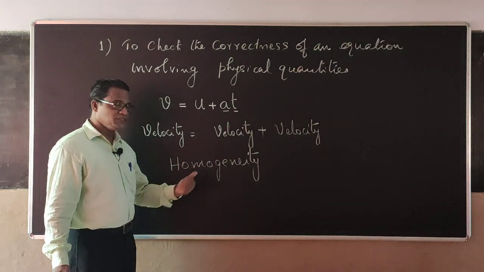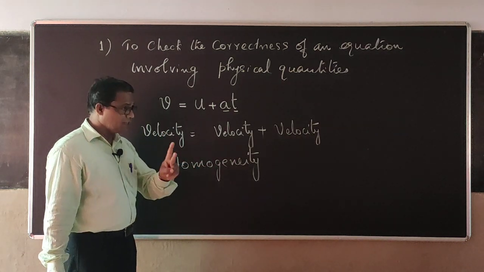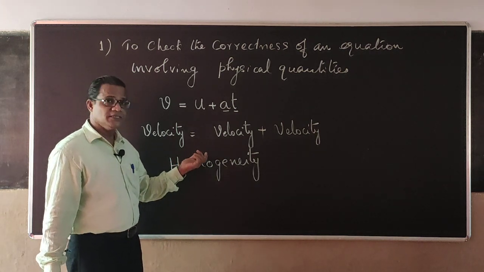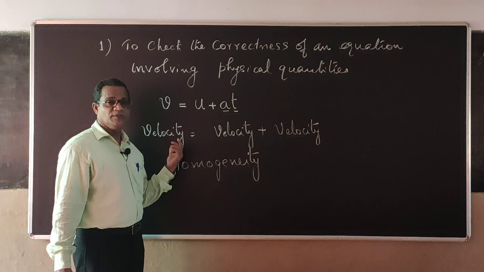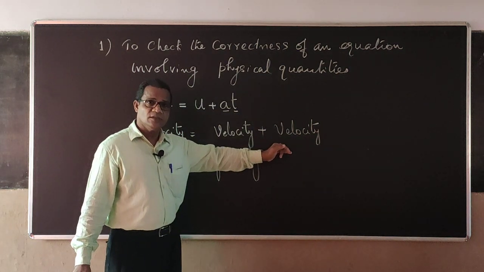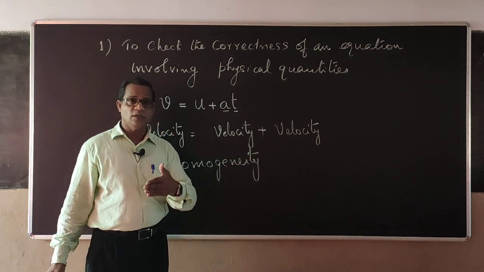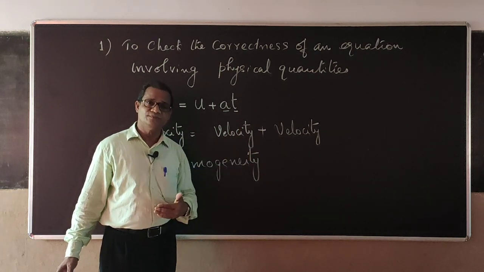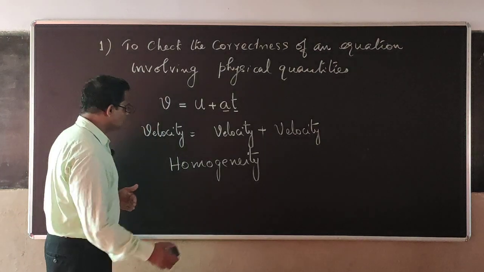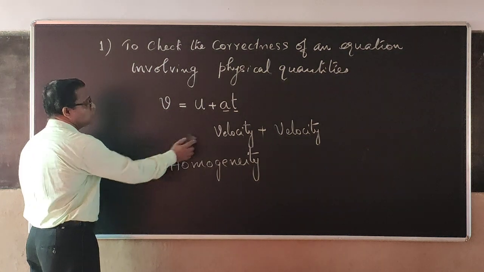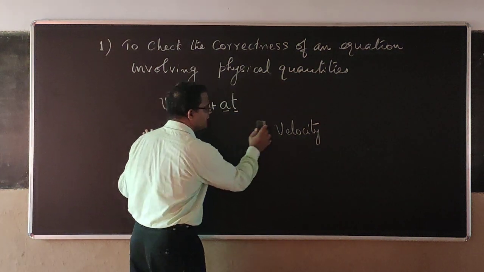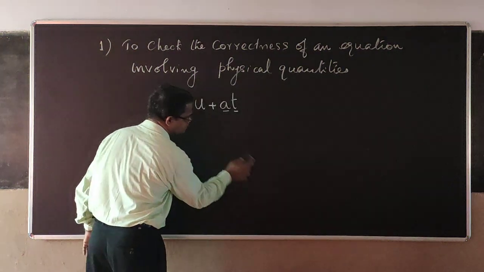So basic understood. What is meant by homogeneity, understood? Like quantities are added or subtracted. Like quantities are equated. That means velocity is equated to velocity, velocity added to velocity, like that. If force is the quantity, it will be equated to force only. Okay. So now let us see how this equation can be checked using dimensional formula.